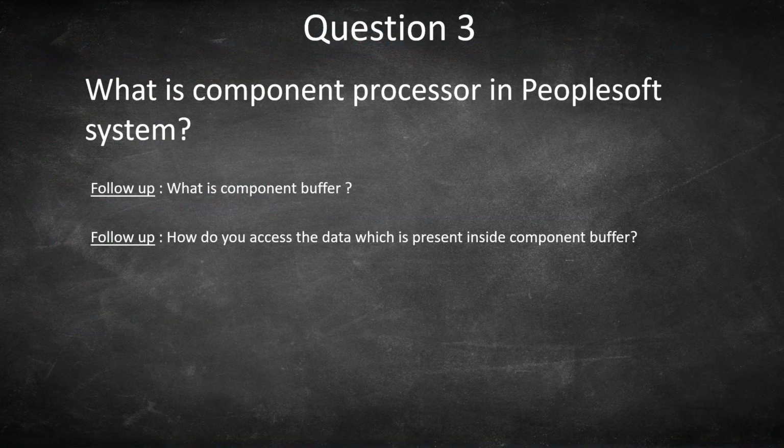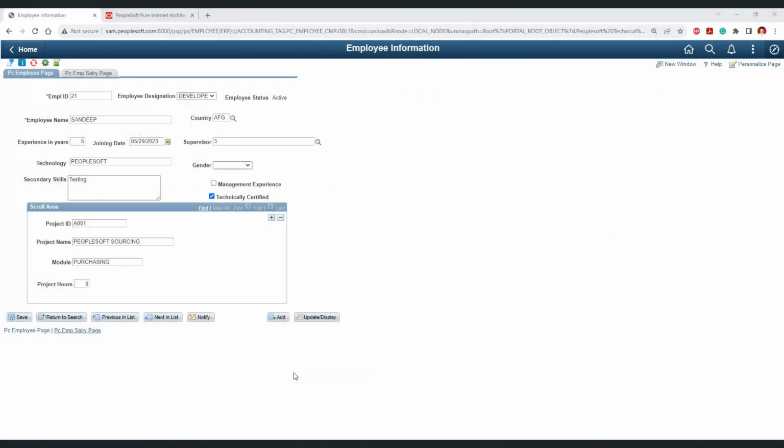Another follow-up question is, how do you access the data which is present inside the component buffer? We just saw an example of component buffer. Now the question is, if you want to access the data, let's say for employee ID 1, which is present in that component buffer, how would you access that data? In order to access the data present in the component buffer, we can use the built-in function called FetchValue, and if we provide the correct record field name parameter inside the FetchValue function, we can access the data for that particular value.